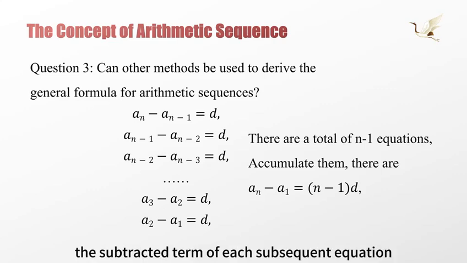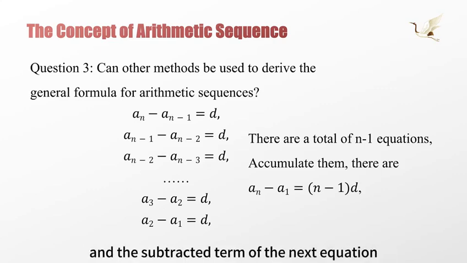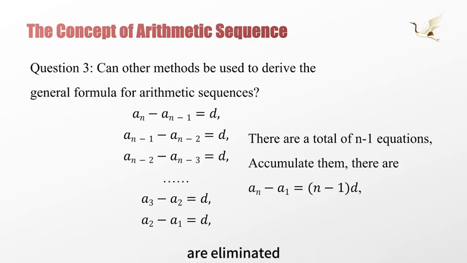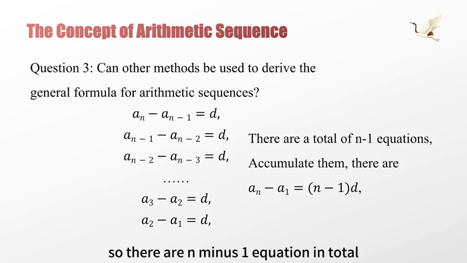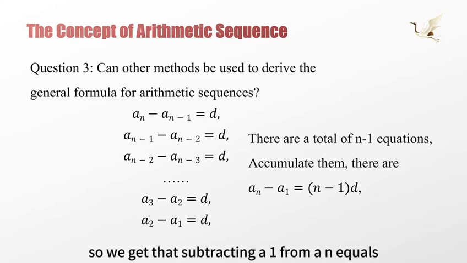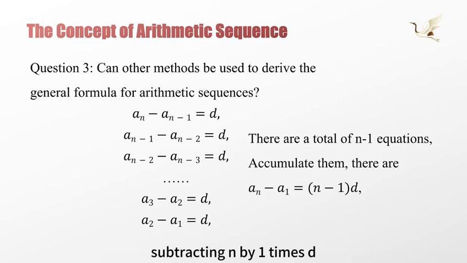The subtracted term of each subsequent equation and the subtracted term of the next equation are eliminated. So after the final accumulation, there is only a_n and negative a_1 left on the left side of the equation. The right side of the equation is all d, so there are n-1 equations in total. So we get that subtracting a_1 from a_n equals n-1 times d.